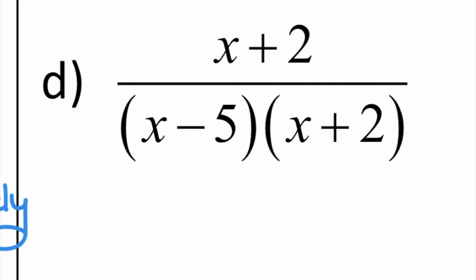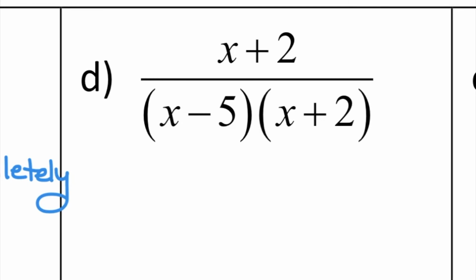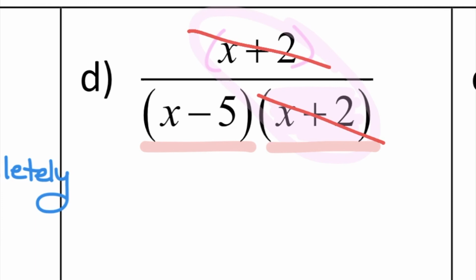So in letter D, you can think of the x plus 2 in the numerator as a thing, and it's exactly the same as one of the things being multiplied in the denominator. The denominator is made up of this thing called x minus 5 times this thing called x plus 2, and the x plus 2's cancel with each other. Again, in the numerator, that leaves behind a 1, and so your answer to this letter D is 1 over x minus 5.